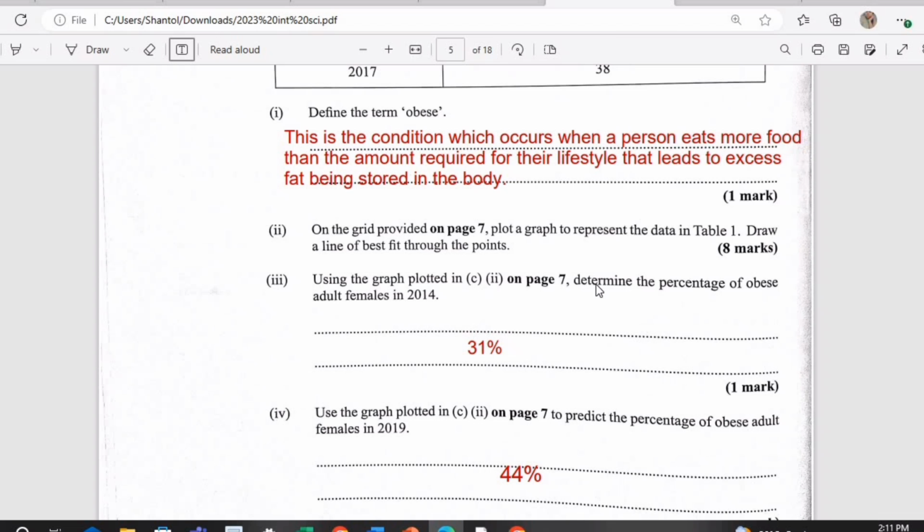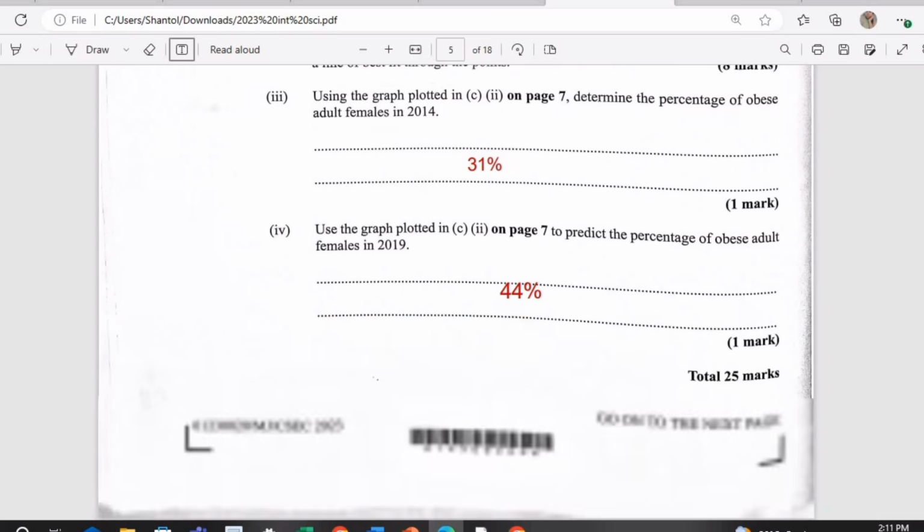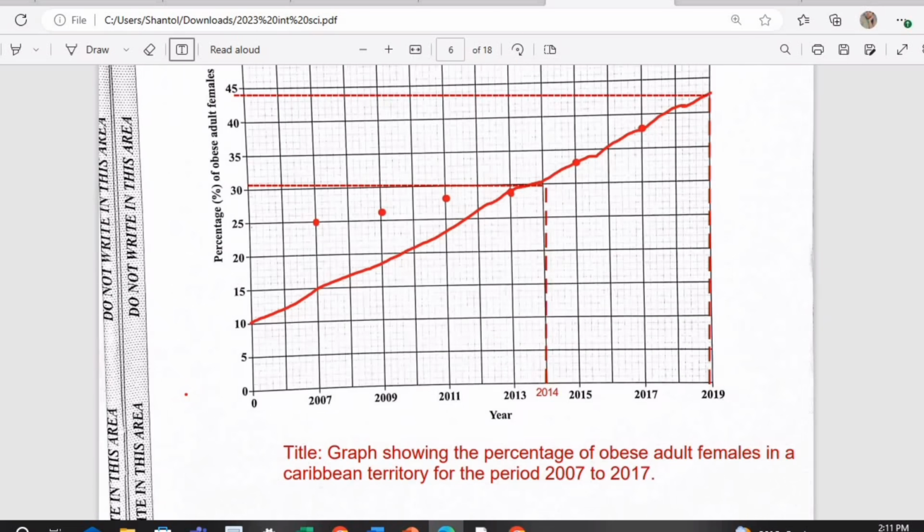The next part of the question asks us to use the graph plotted in C2 on page 7 to determine the percentage of obese adult females in 2014. So remember, when they ask you for this piece of information, because they always ask you to use your graph to determine something, just use the piece of information they give you in the question to help you.